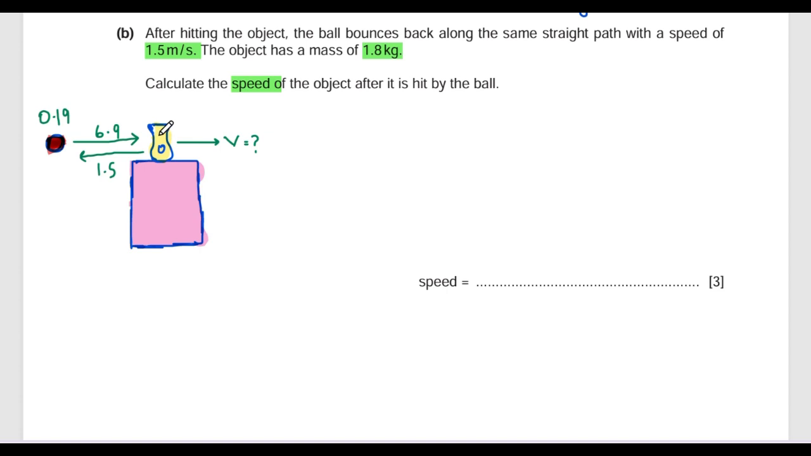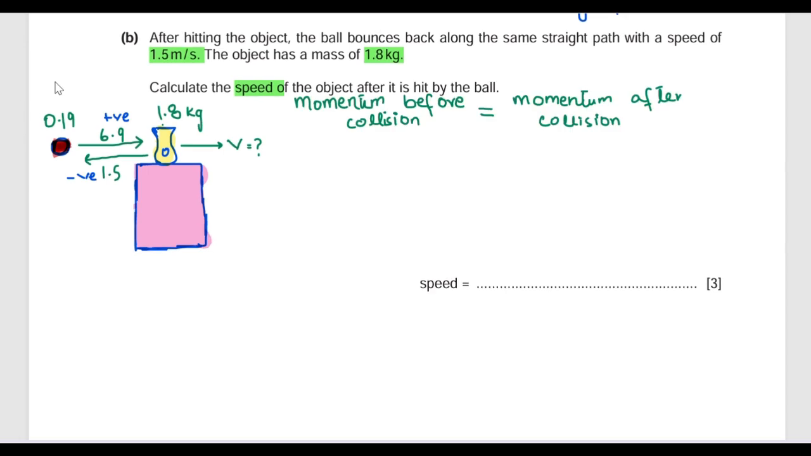We have to get the velocity, and this object has the mass of 1.8 kg. For collisions, we can use the law of conservation of momentum. So momentum before collision equals momentum after collision. So momentum of ball before collision plus momentum of object before collision equals momentum of ball after collision and momentum of object after collision.